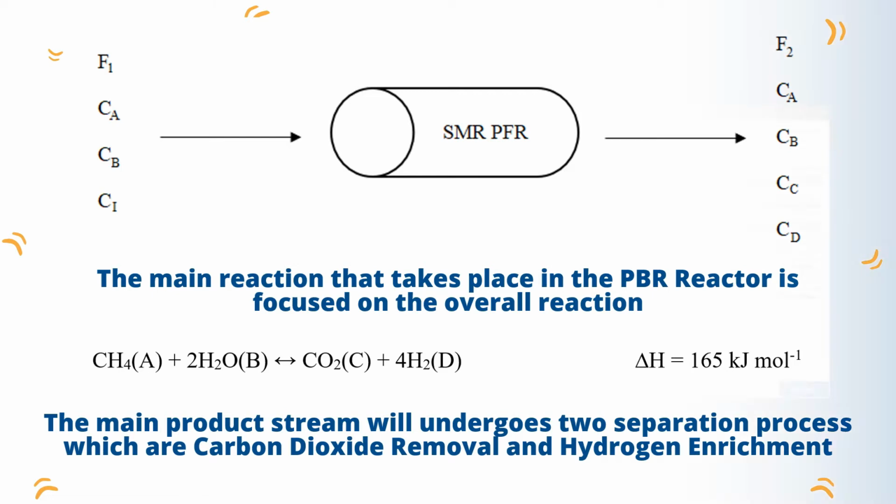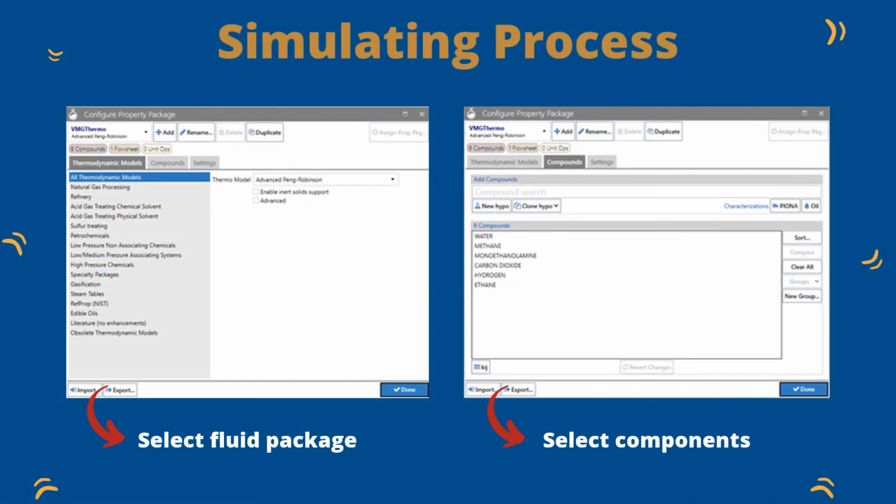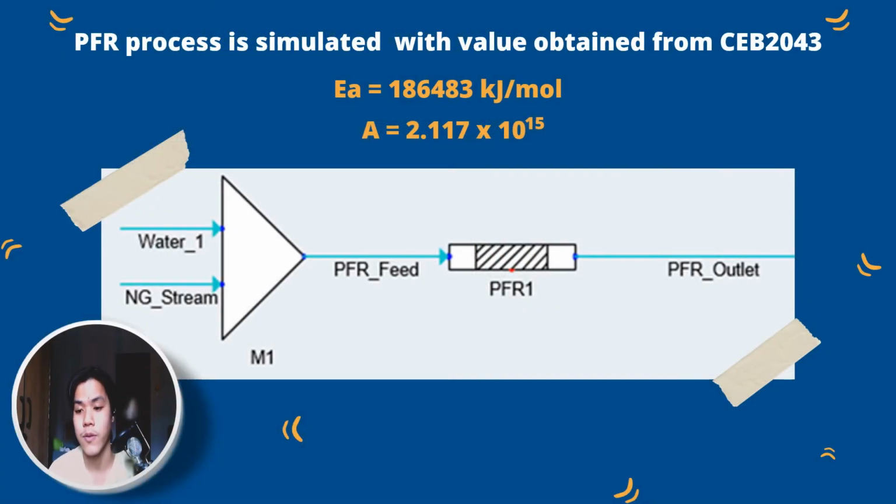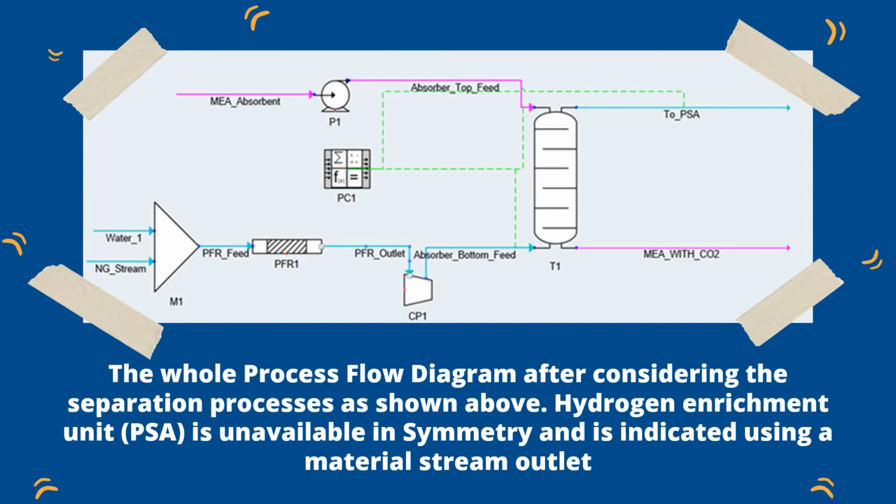We simulate the process by first selecting a fluid package, which is Advanced Peng-Robinson, and then include the components included, use the values from CEB2043 and everything, and then finally, we have this process flow diagram of the reactor only. From these values, we can also integrate the separation processes, which is PSA, and the absorption process, and we will have the whole process flow diagram in Symmetry.